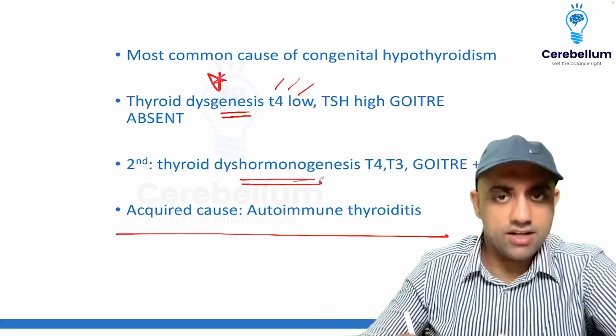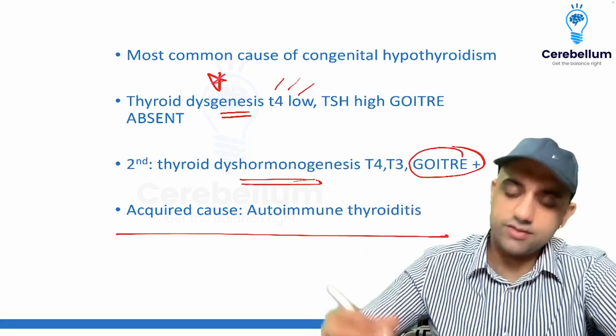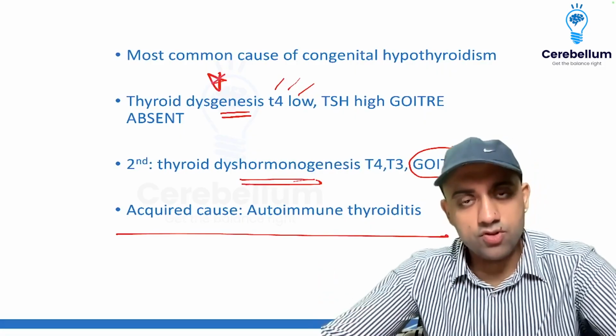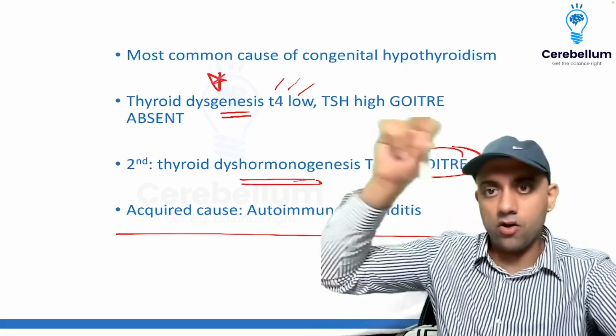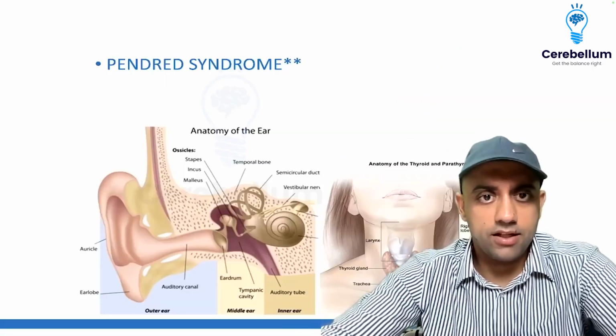In thyroid dysharmonogenesis, there's a compensatory feedback to the brain, and that will cause goiter. Remember: thyroid dysgenesis, goiter absent; dysharmonogenesis, hormones are fluctuating, so the background feedback mechanism can cause goiter. That you should know.